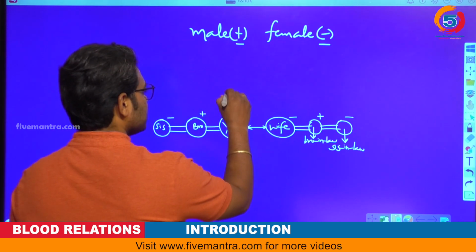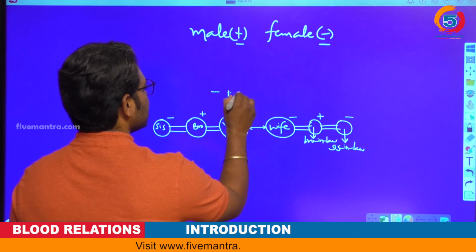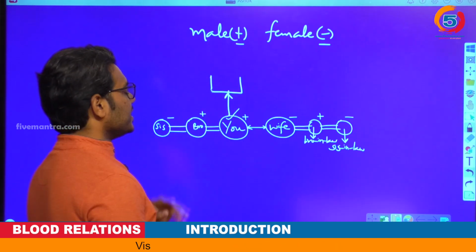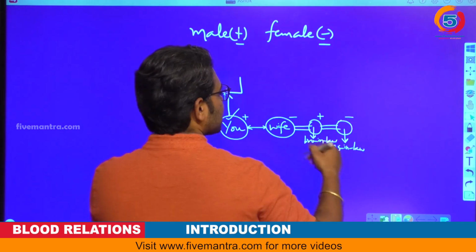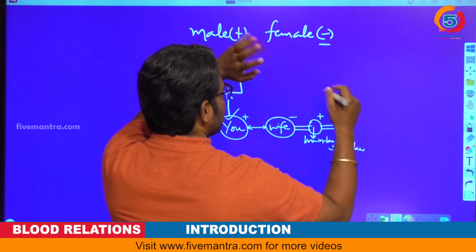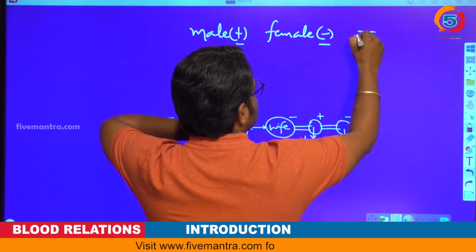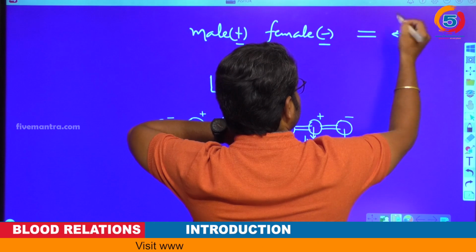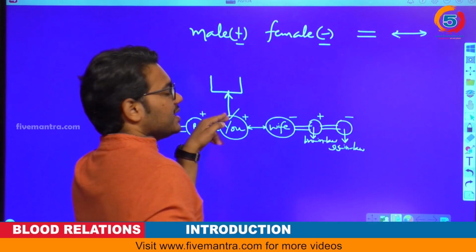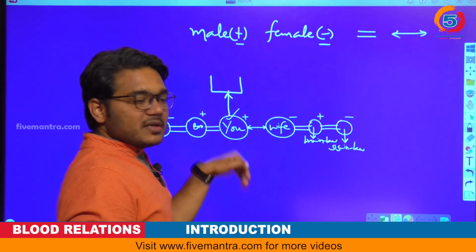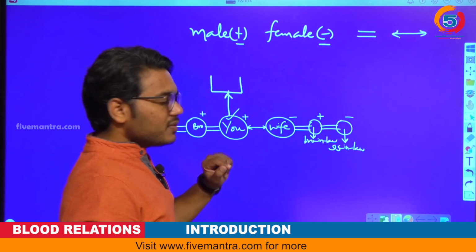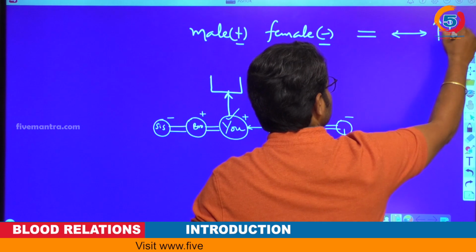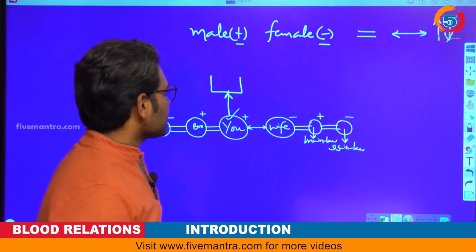So immediately above you, your father. This arrow mark I have indicated. So what are the symbols we have used so far? Plus, minus, and this equals. Then for wife and husband relation, for a couple, we have used this. Then for the generation above or below, we will be using these arrow marks based on the question.